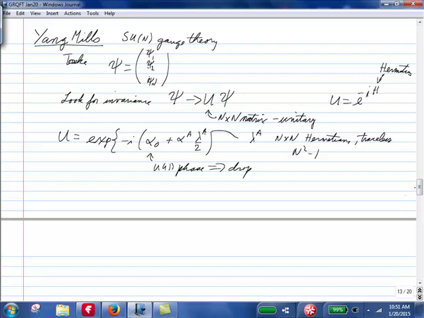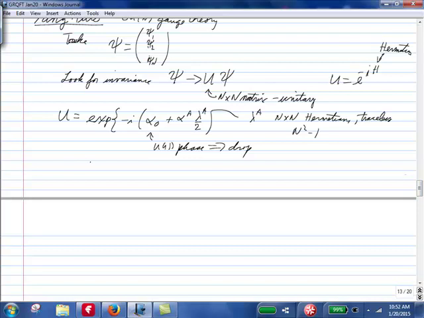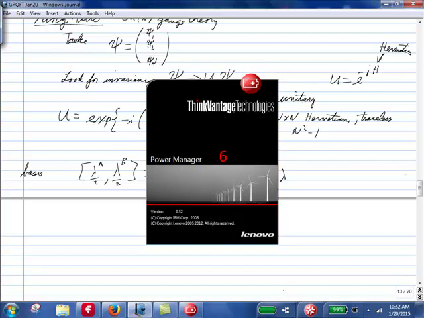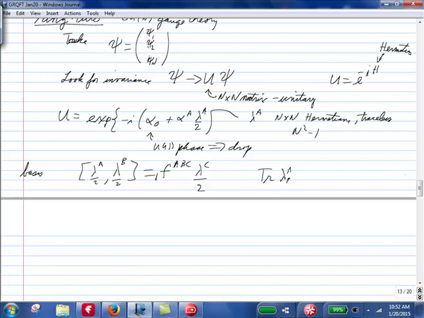Okay, these guys, if you choose a basis, satisfy lambda a over 2 commuted with lambda b over 2 is some f a b c lambda c over 2 with an i there, and they satisfy trace lambda a lambda b is 1/2 delta a b.